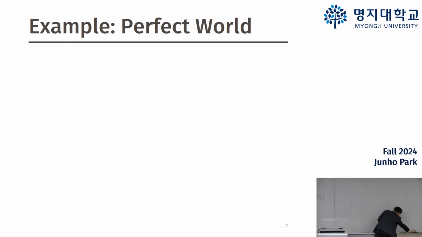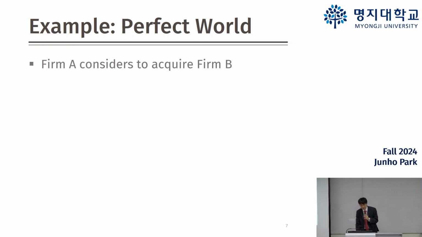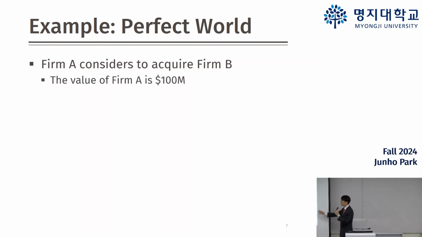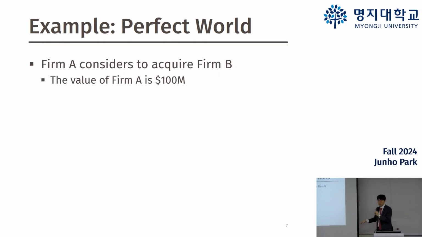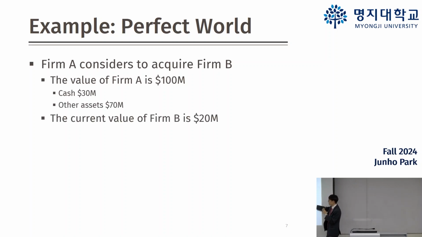in reality. So, as usual, let me start from an idealistic world without any conflicts, and then we are going to make it more realistic by adding some assumptions. So, let's say there are two firms, two companies, firm A and firm B. And currently, the value of company A is 100 million. Among the 100 million, it has 30 million cash, and the rest of it is invested in some fixed asset. On the other hand, the value of firm B is 20.